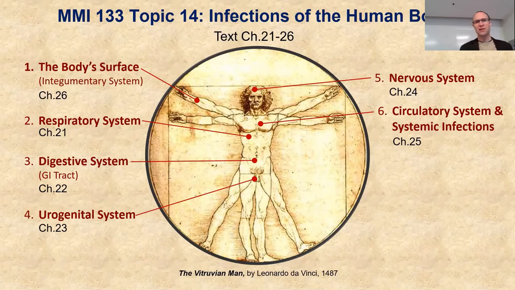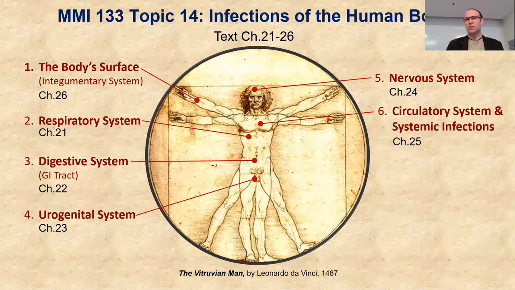Topic 14 is infections of the human body, and we're going to cover technically a lot of chapters from the textbook. But the good news is most of it, maybe two-thirds, is going to be review. We're going to talk about all our old favorites, Staphylococcus and E. coli and a few others. I am going to add some new material to it.